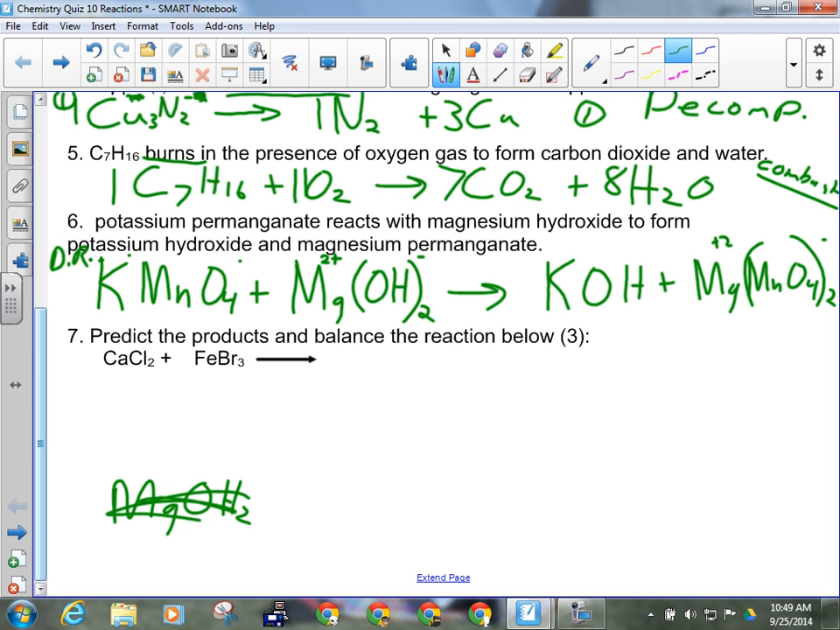All right, now I got to balance. So I'm going to start with permanganate here. There's 2 over there, but only 1 over here, so I'm going to put a 2 there. When I do that, that gives me 2 potassiums. So I put a 2 here to balance them. That gives me 2 hydroxides. There are 2 over here, so we're looking at 2, 1, 2, 1 as our balancing there. If they have the MgMnO4 first, that's fine, and the KOH second. I don't care what order those compounds go in. Questions on number 6?